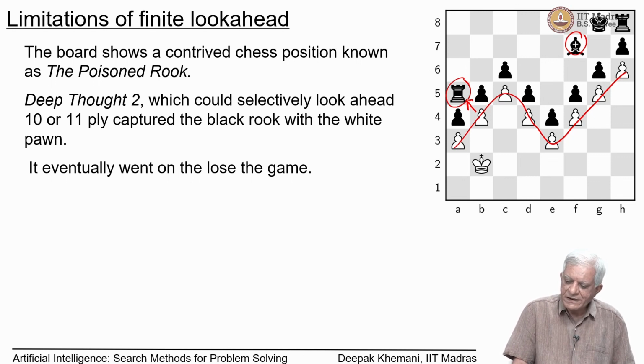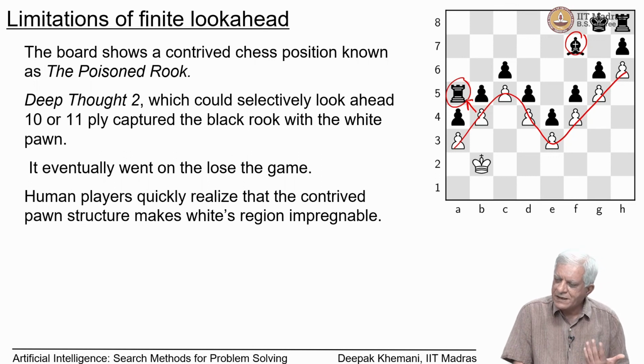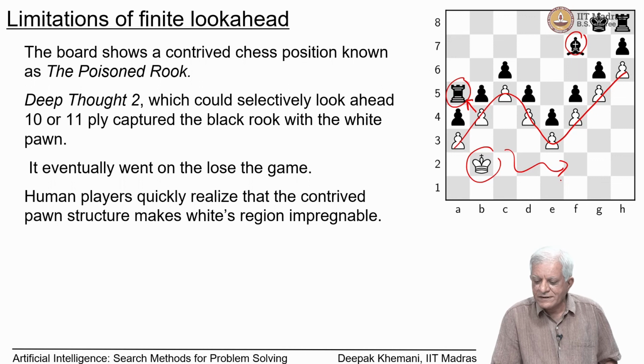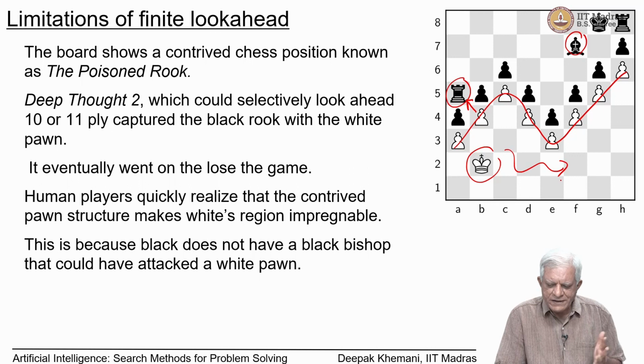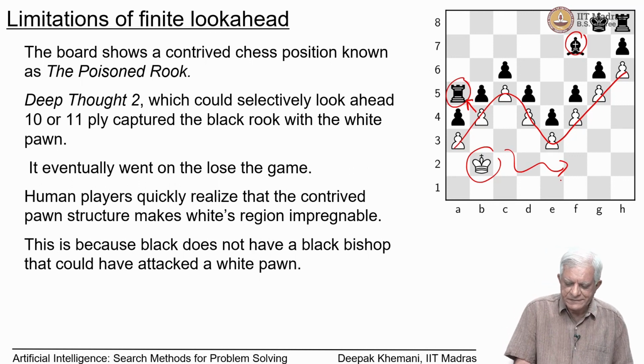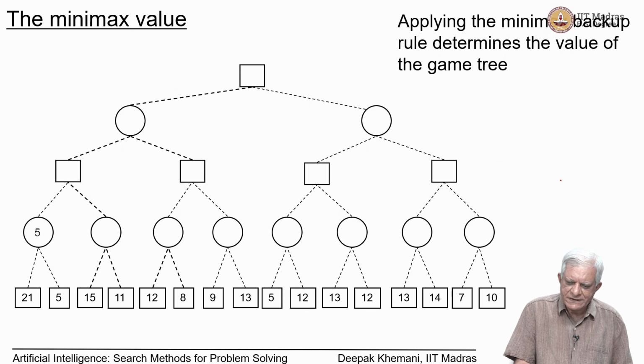But a human being looking at this can do a little bit more than look ahead search. So, they realize that this very contrived pawn structure is impregnable, and all white has to do is to just move around in its region, and there is no way black can attack it essentially, and the rules of the game say that the game will end in a draw essentially. So, look ahead can have these kind of problems, that they cannot see till the end of the game, and evaluation functions are rarely perfect. So, black's powerful pieces are unable to threaten the white king essentially.